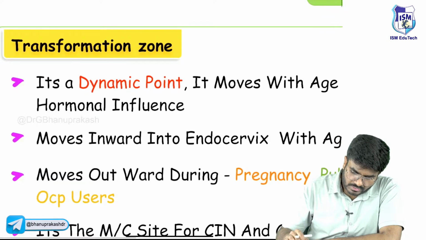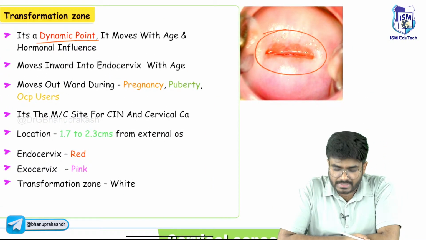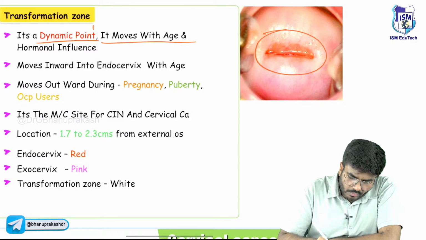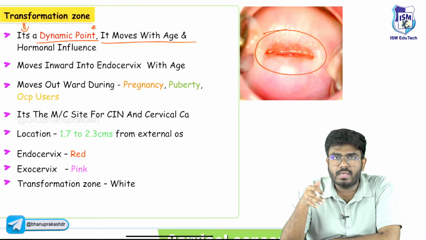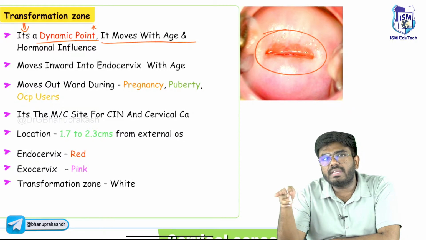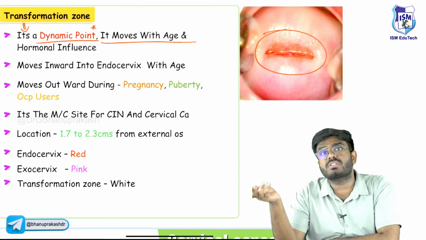The first important point is that it's a dynamic point. It moves with age. I have shown you what the transformation zone or transition zone is: the place where the endocervix is converting into the exocervix, the ectocervix.